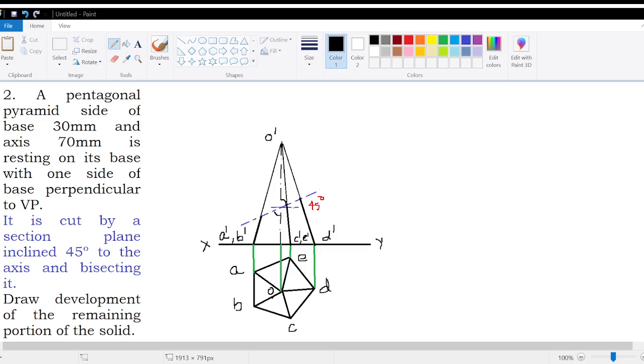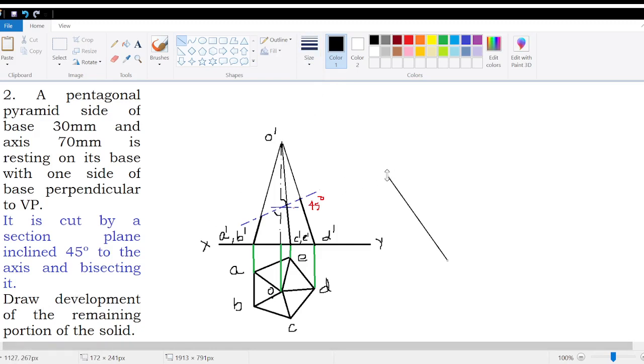Now coming to the development part, we have to find out the true length of the slant edge, which is O dash D dash. So you first draw a line. It is better to have it over here. Since I'm having space constraint, I'm drawing this on this side. So I have drawn a line. It is better to draw a thin line because you are asked to draw the development of the remaining surface. Look at this question, draw the development of the remaining portion of the solid.